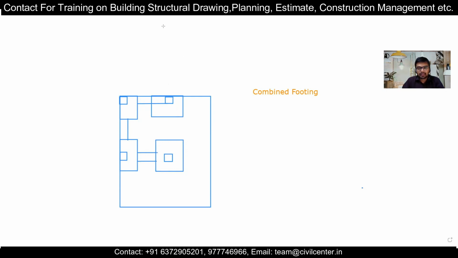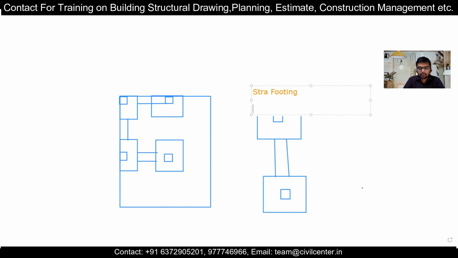Normal strap footings are like this. I'm also showing you the normal strap footings. Those are not eccentric. Suppose this is a footing and this is a footing, and this is a column and this is a column. Normal strap footings will be like this, simply connected in one direction only. This is a strap footing, and the example which you are seeing here is an eccentric footing.